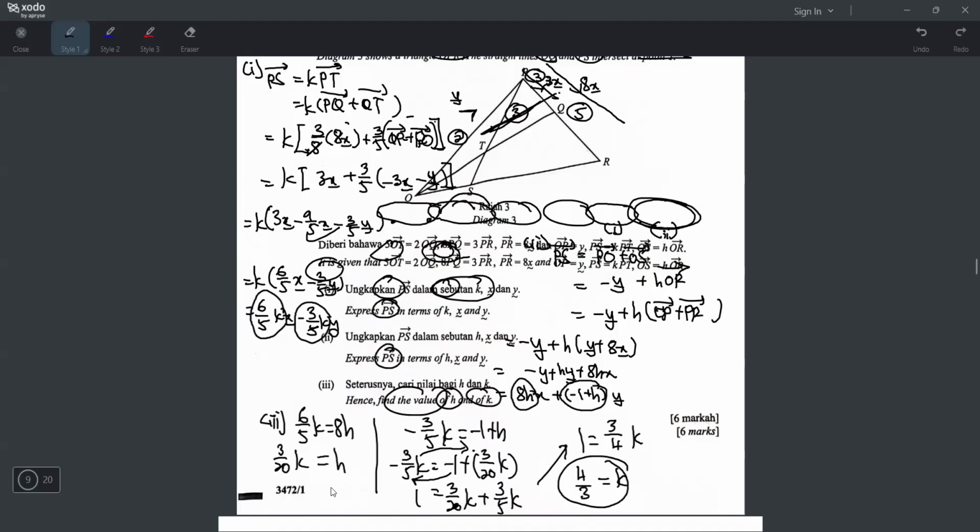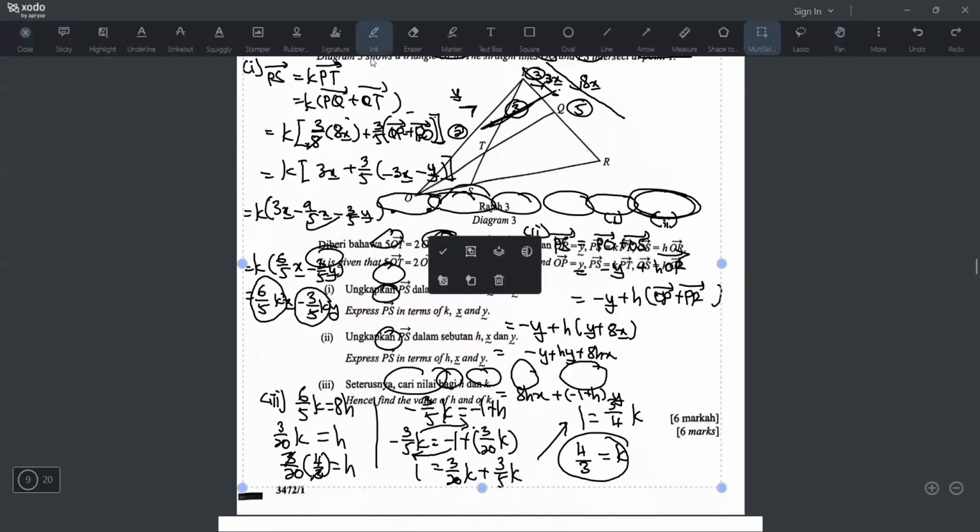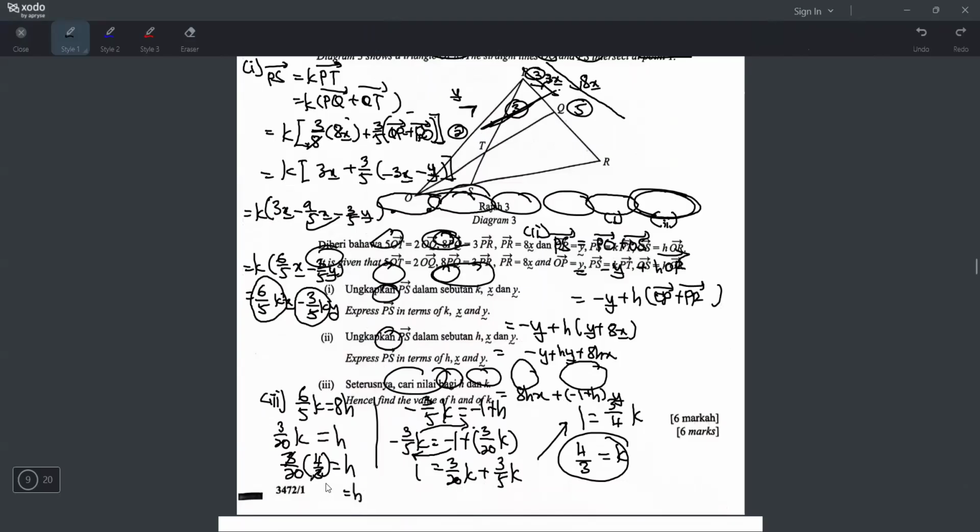And what about your h answer? You have to sub back inside this equation. So it'll be 3/20 times k, which is 4/3. Okay, so you can cut. So your h answer would be 4/20, which is 1/5. So now you have your hk answer and then done already. So this is your answer. H is 1/5, k is 4/3. Okay, sudah siap.